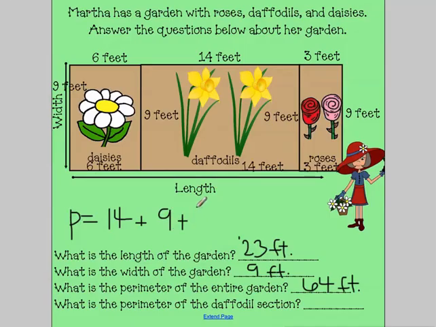So our formula is length plus width plus length plus width. So when I add all of these together, 14 plus 9 is 23, plus another 23 is 46 feet. So the perimeter of Martha's daffodil section is 46 feet. All right, not too bad, right? Let's take a look at one more picture of a garden and answer a few questions.